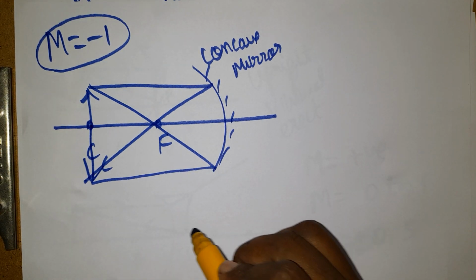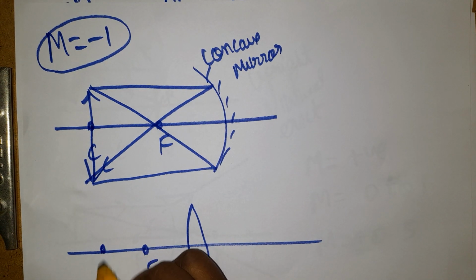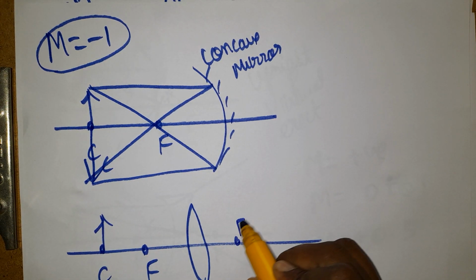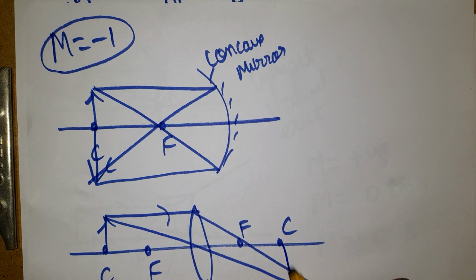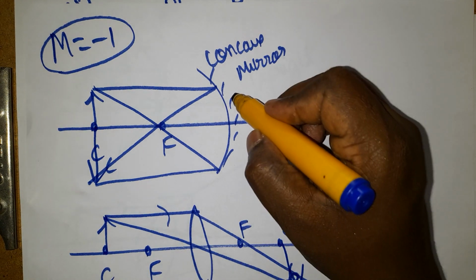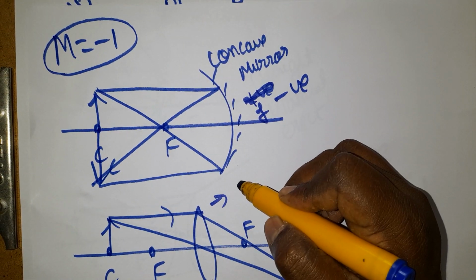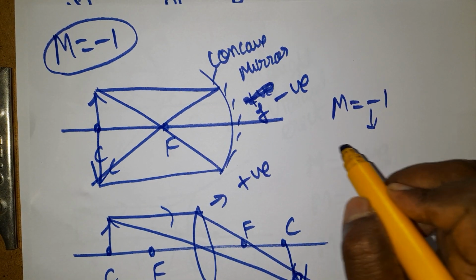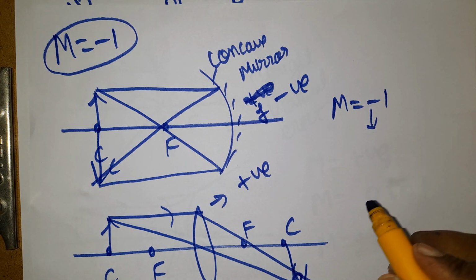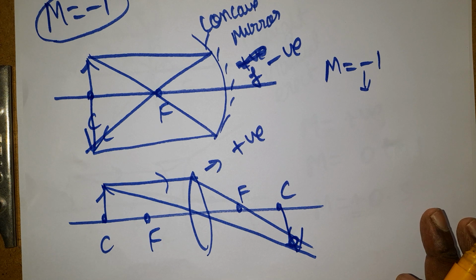Same thing for a lens: a convex lens also produces the same magnification. This is a logical question, you need to know the answer. I hope you know all the basics. The parallel ray will go through the focus, and the center ray will go like this. An inverted real image will be produced when the object is placed at C. The concave focal length is negative, the convex lens focal length is positive, and this magnification is minus 1. What is minus? Minus indicates real, inverted. One represents same size. So both conditions produce the same inverted, real, same size image.